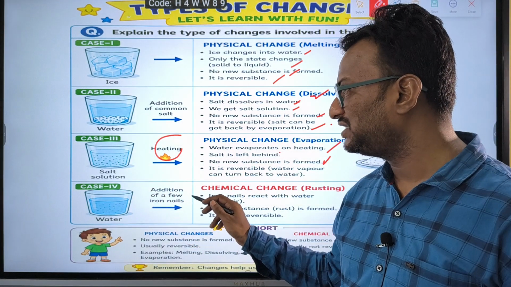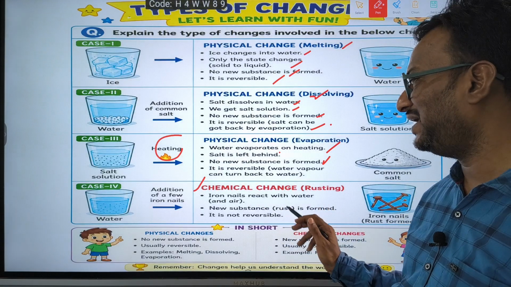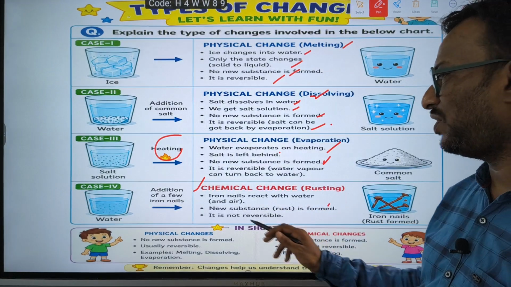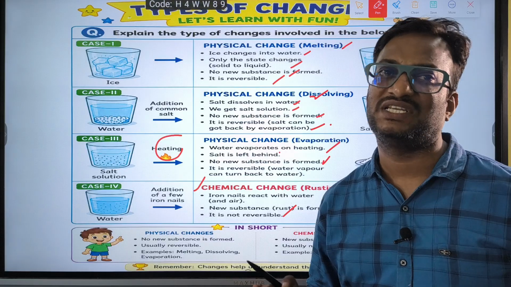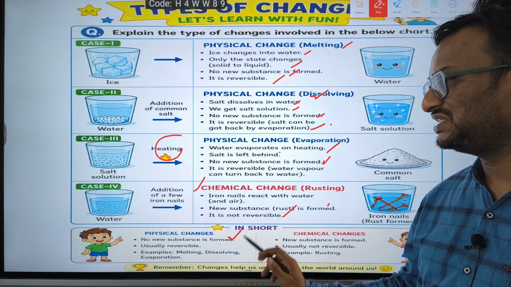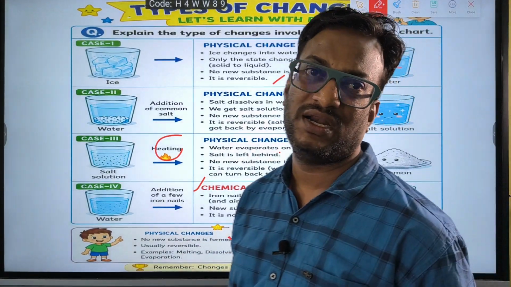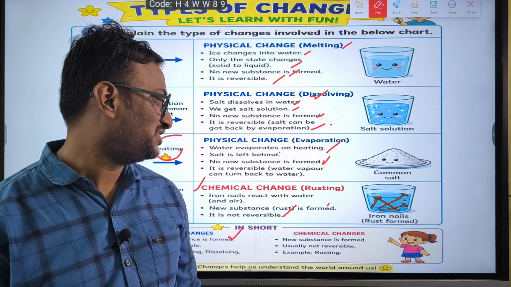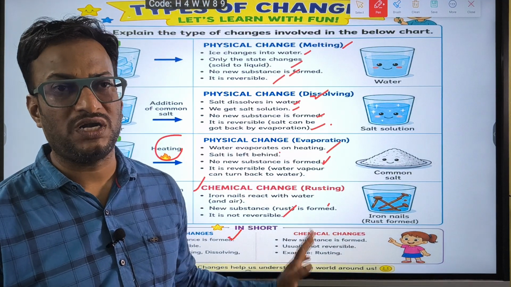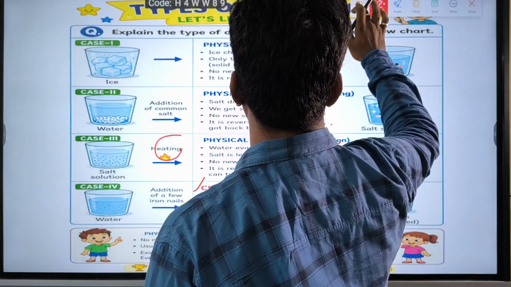Case 4, addition of a few iron nails. Iron nails react with water and air. A new substance called rust is formed. It is not reversible. So in short, physical change: no new substance is formed, usually reversible. Examples: melting, dissolving and evaporation. Chemical change: a new substance is formed, usually not reversible. The example is rusting of iron.